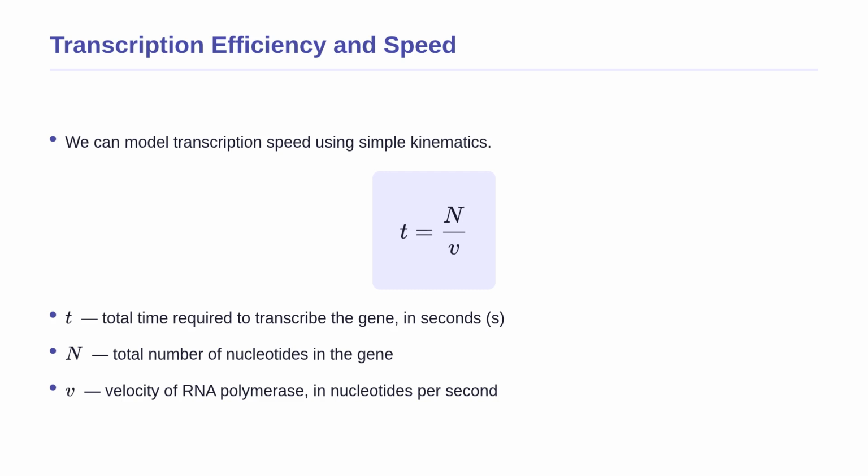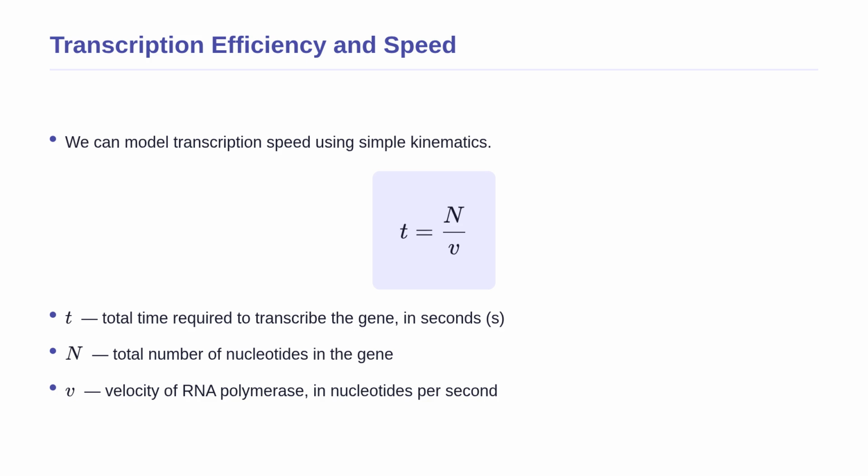Now that we understand the biological importance, let us look at how efficiently this machinery operates. While transcription is a complex biological process, we can actually understand its speed using a simple kinematics formula, very similar to calculating travel time in physics. The formula is T equals N divided by V.